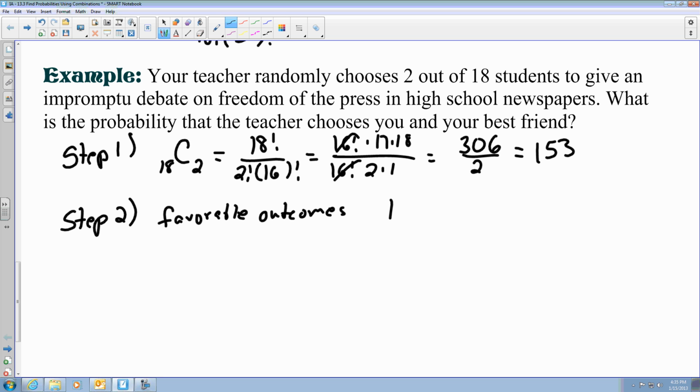And so step 3 is you take the number of successful outcomes, which in this case is 1, divided by the total number of outcomes, which is 153. So your answer for the probability of you and your best friend being chosen for this debate would be 1 out of 153.